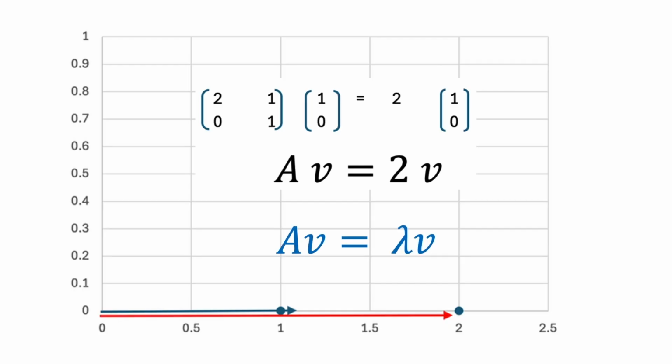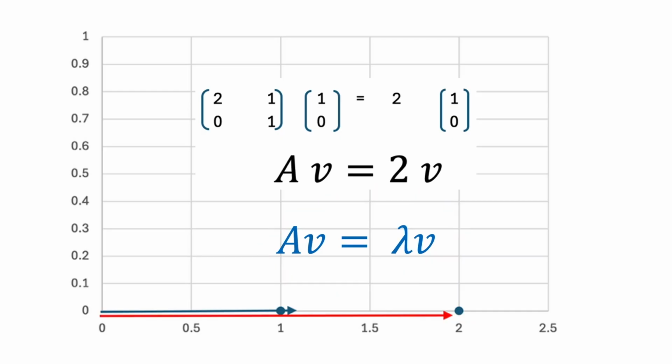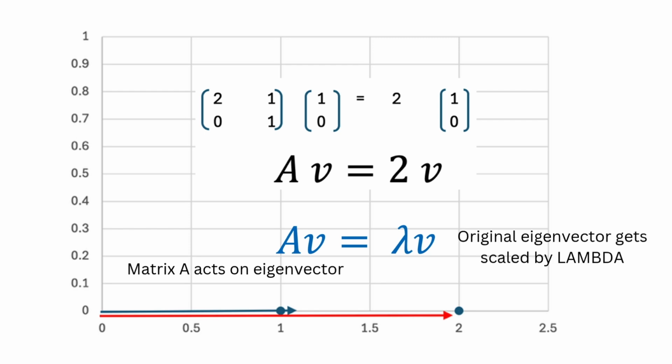In general, the formula looks like this: Av is equal to lambda v, where you use lambda as the scalar. But now we can read it almost like an English sentence. A matrix transforms a special vector into the very same vector, but this time multiplied only by a number instead of a matrix. That's all it says. The matrix A acts on the eigenvector, and the result is simply the original vector scaled by the eigenvalue called lambda. No change in direction, only a change in length.